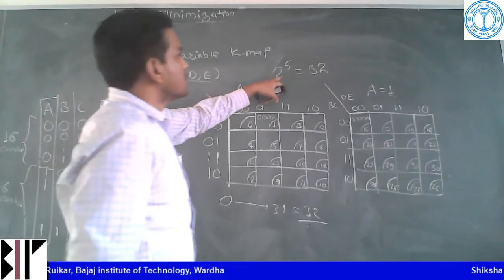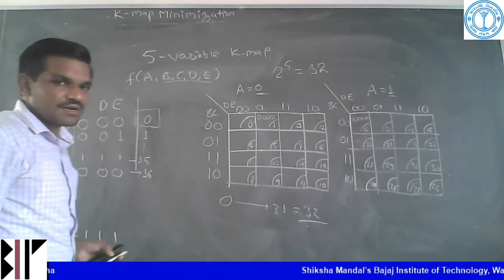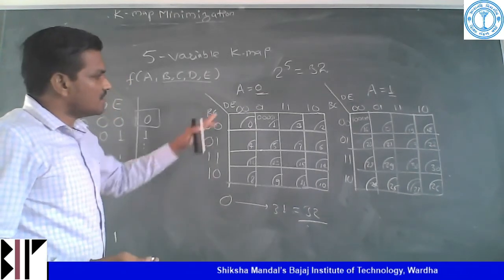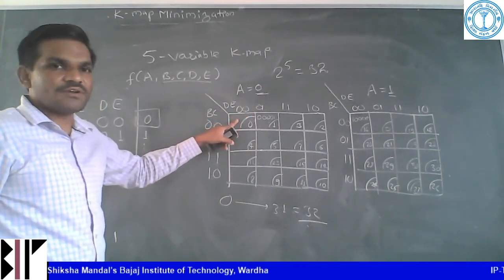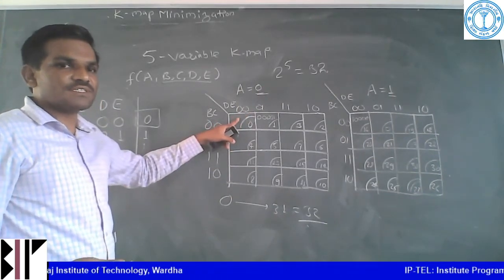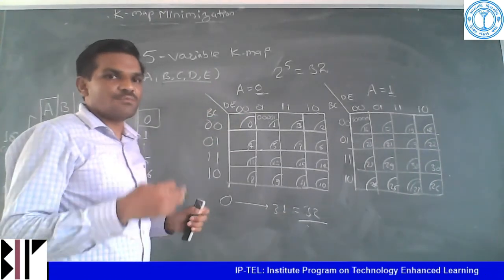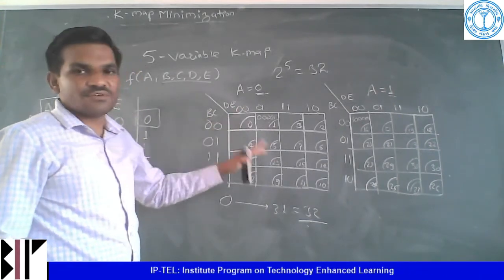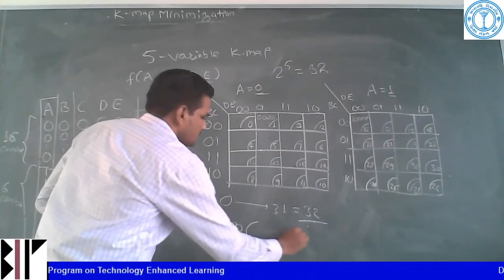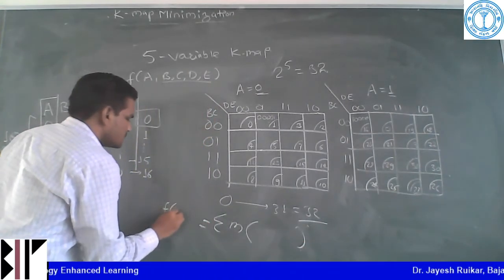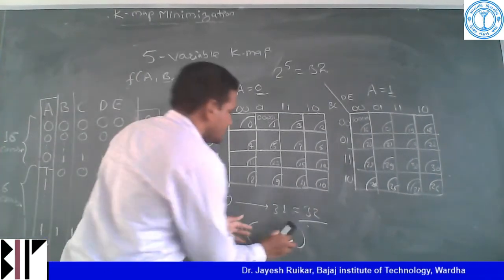Okay, so total 32 cells are there, and based upon the SOP function or truth table or POS function, you can keep the values of 1 or 0. You have to write 1 for the SOP function where the output gives you a 1. When the output gives you 0, you have to consider that in terms of POS form. So SOP form, summation m, function of A, B, C, D, and then E. Some values will be there.